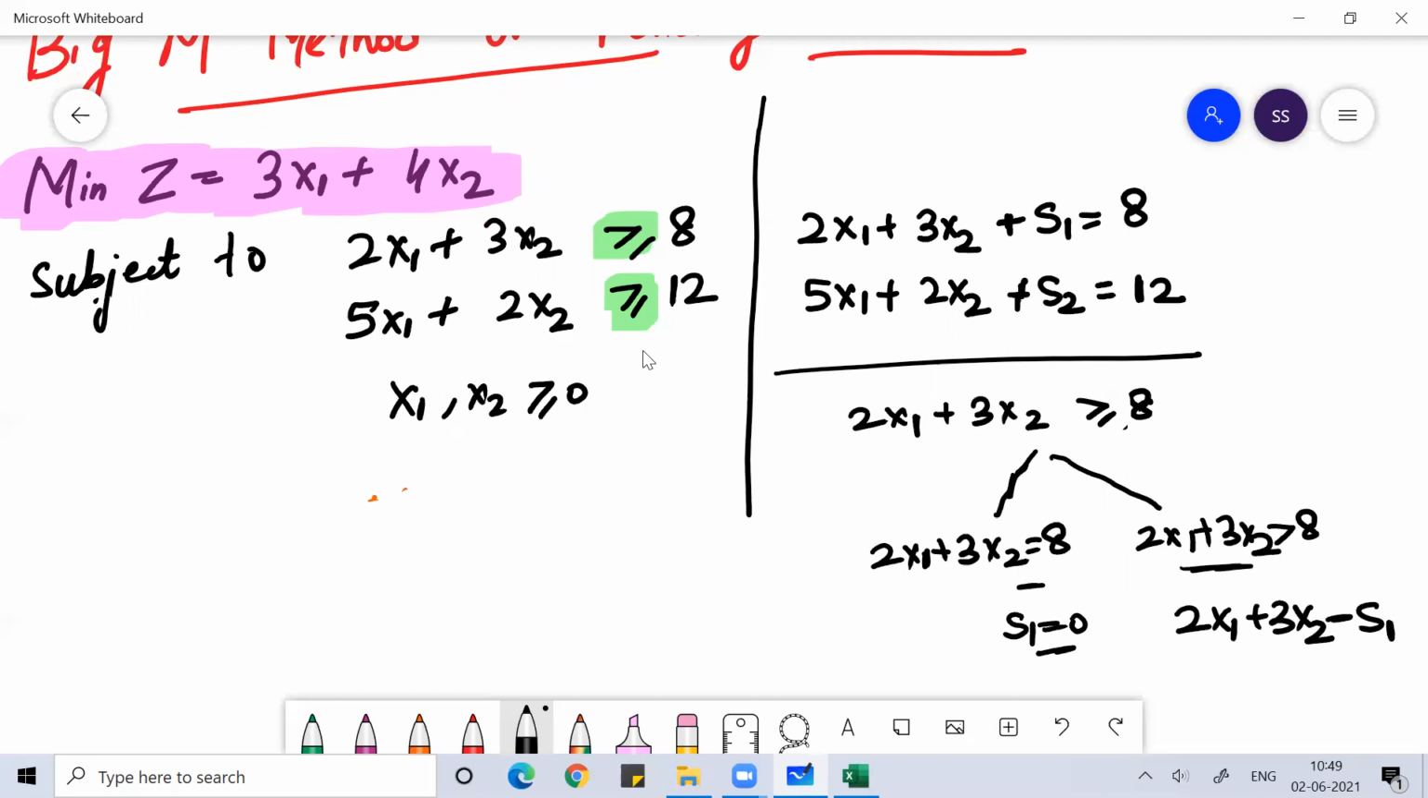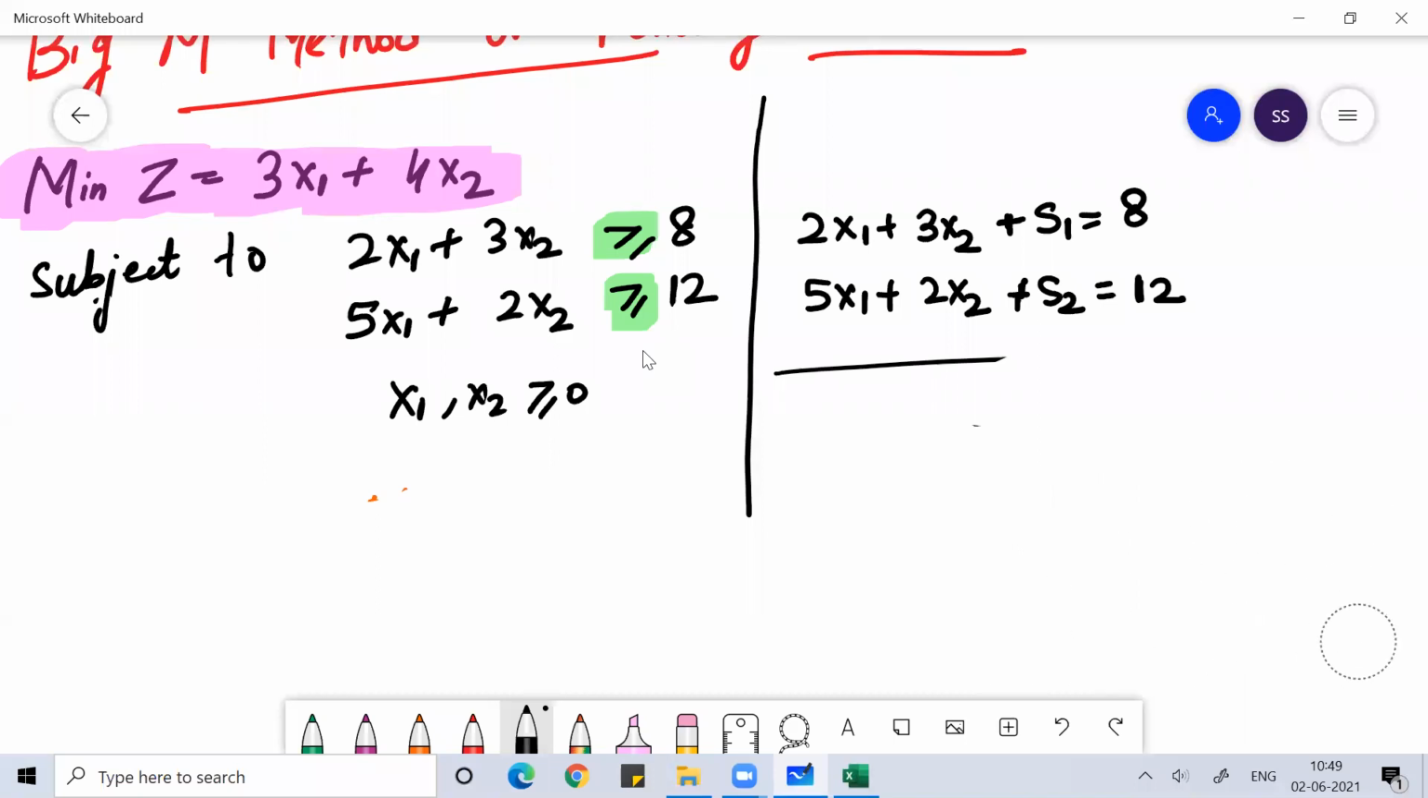So guys, I hope you are understanding here. You're getting the logic, what I want you to understand.